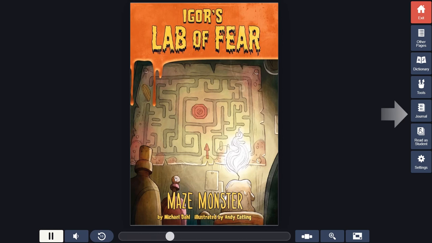Igor's Lab of Fear, Maze Monster by Michael Dahl, illustrated by Andy Catley.